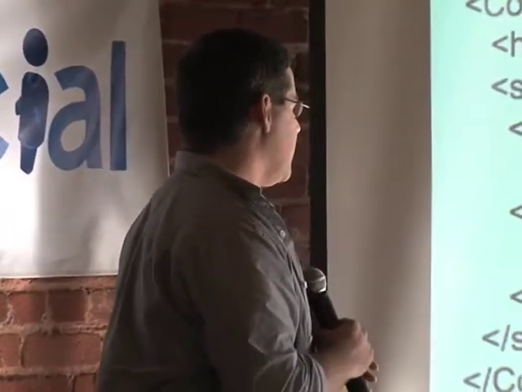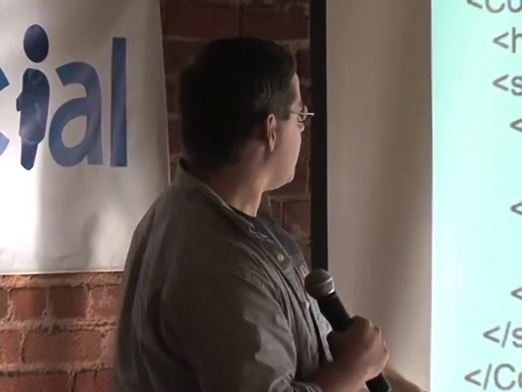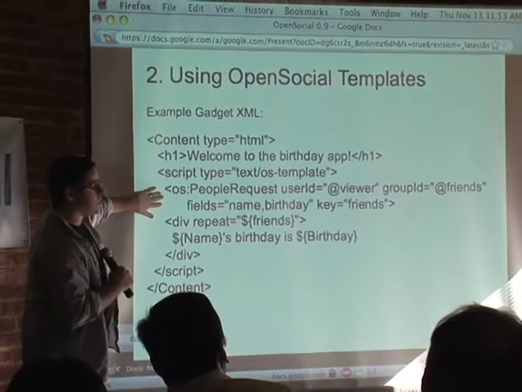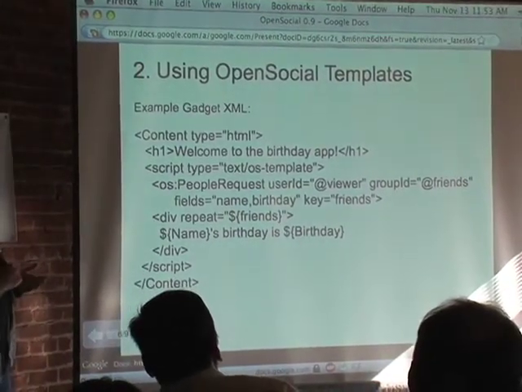Next slide. The second way we're excited about is OpenSocial templates. Again, we have a complete application here, the same birthday application using OpenSocial templates. The key is that you still make the same data request. So either way, you say, hey, this is the data I need access to inside my application.